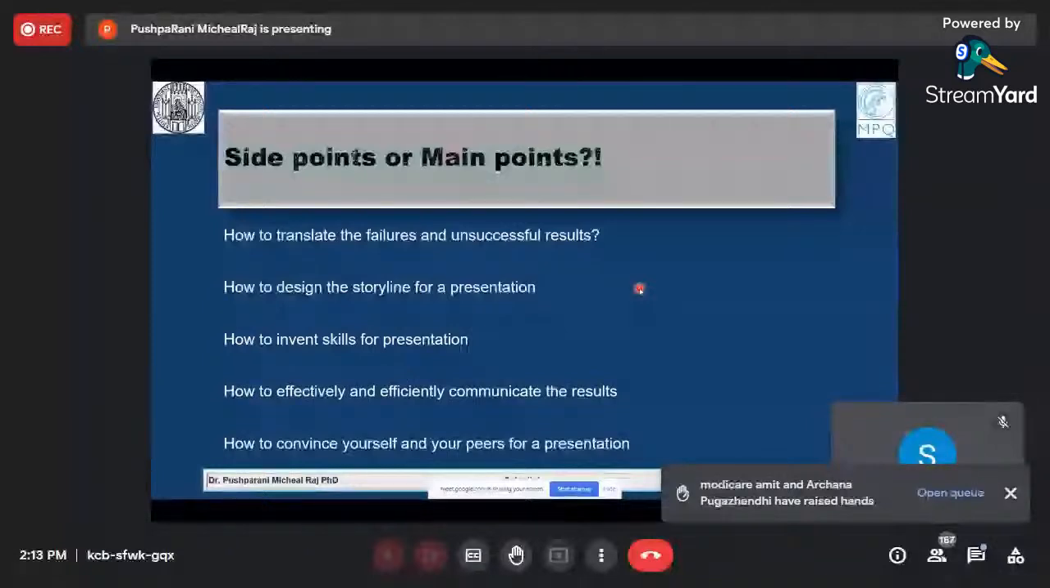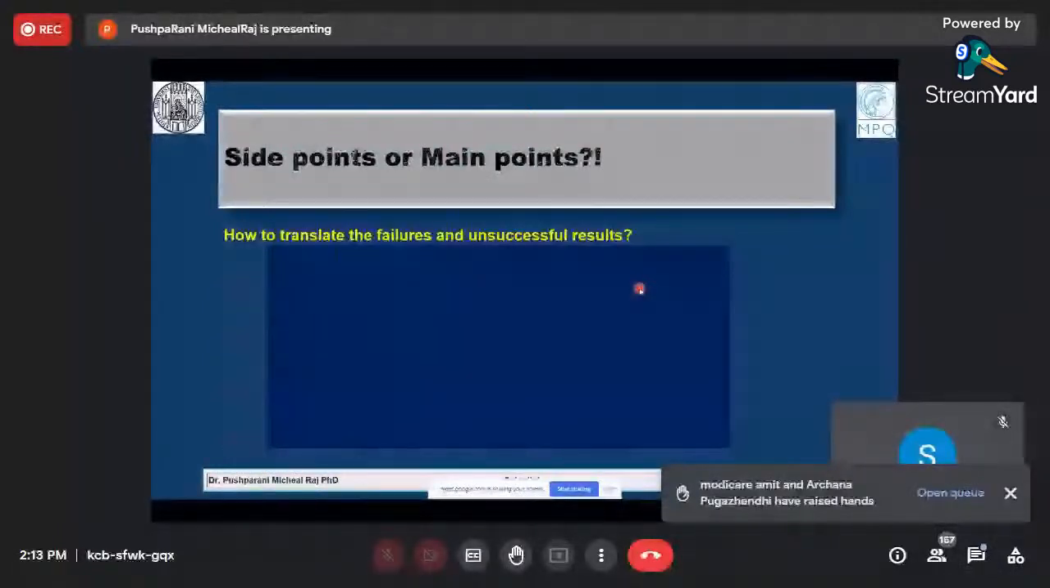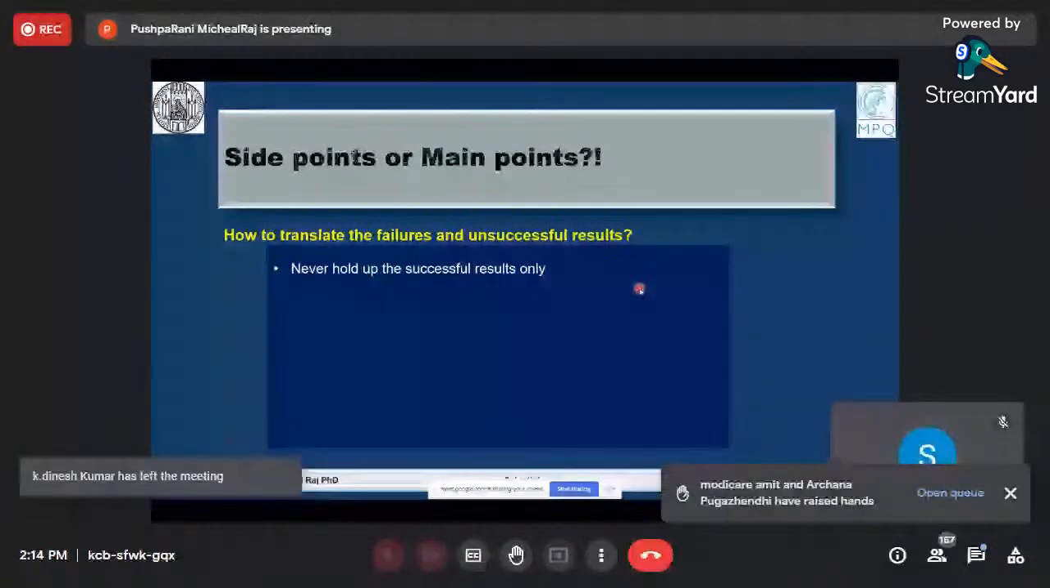So how to translate the failures and unsuccessful results? Never hold up only the successful results, because this is natural. So many times I have seen, or any of us would have attended conferences and read journals where they said, yeah, we are able to prove that this works and this doesn't work. No, this works. That's it. They never go for the second part of the sentence. This does not work. No. So I would say never cherish only the successful results.